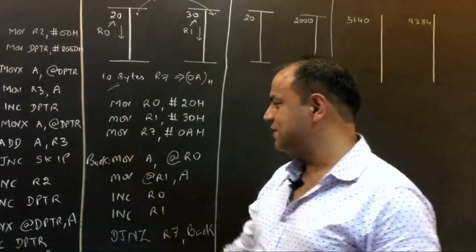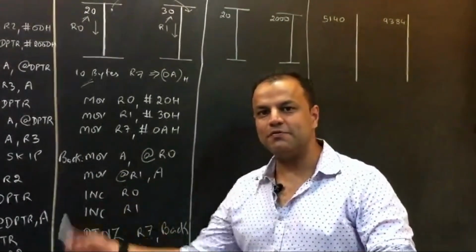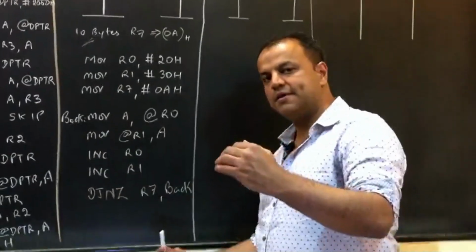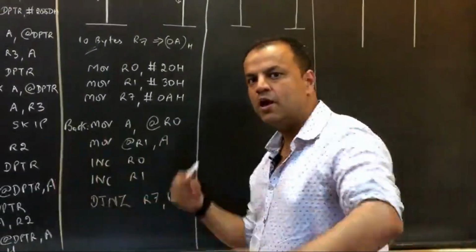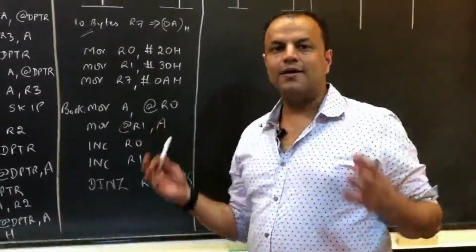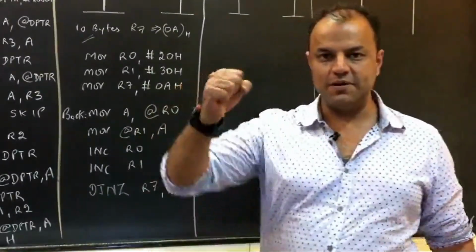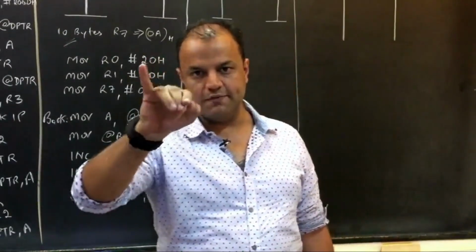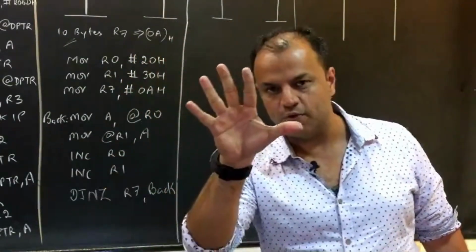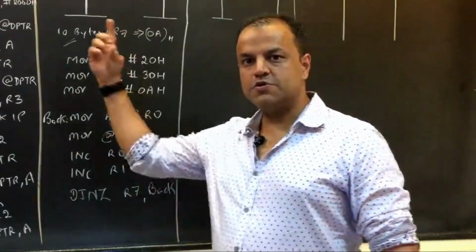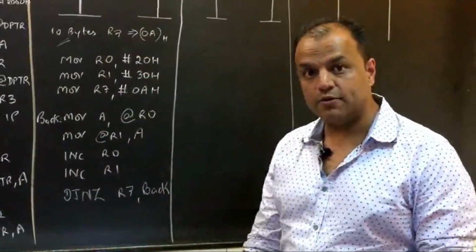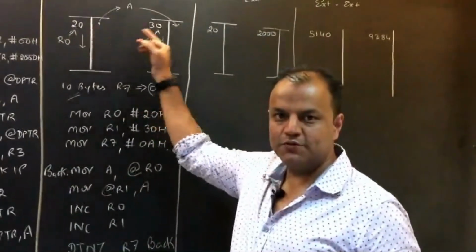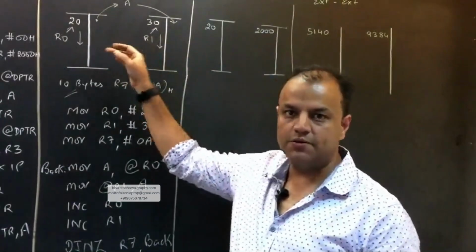What is DJNZ? DJNZ stands for decrement and jump if not 0. Decrement R7, if it is not 0, jump to location back. Again decrement R7, if it's not 0, jump to location back. We'll keep doing this whole cycle 10 times. First time R7 will become 9 because it was A. A means 10, so it will become 9, 8, 7, 6, 5, 4, 3, 2, 1, 0. It will do 10 operations and stop, which means your 10 bytes will be transferred. Are you transferring the same data to the same place? No. Every time you're incrementing R0 and R1. So first time you'll transfer from 20 to 30, then 21 to 31, then 22 to 32.